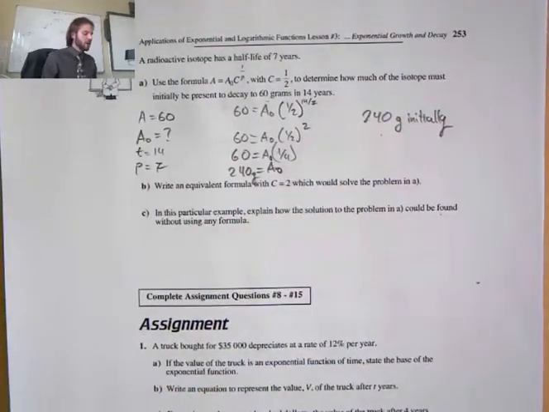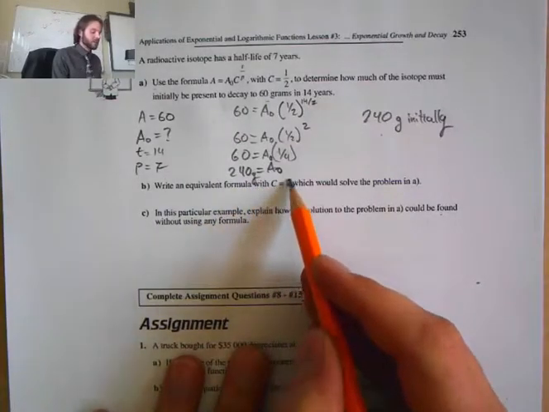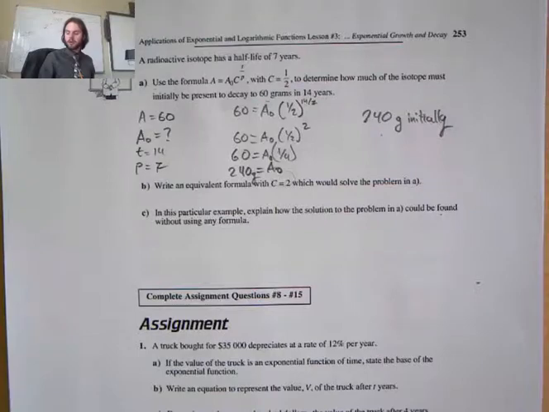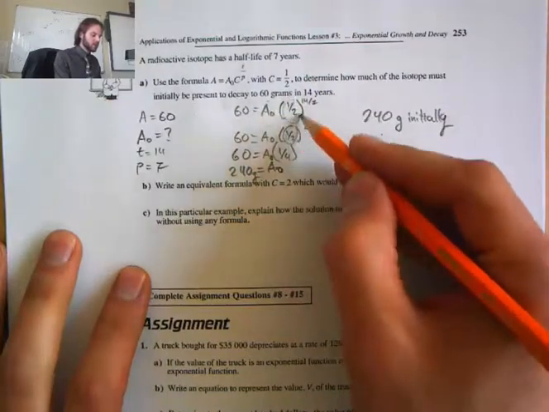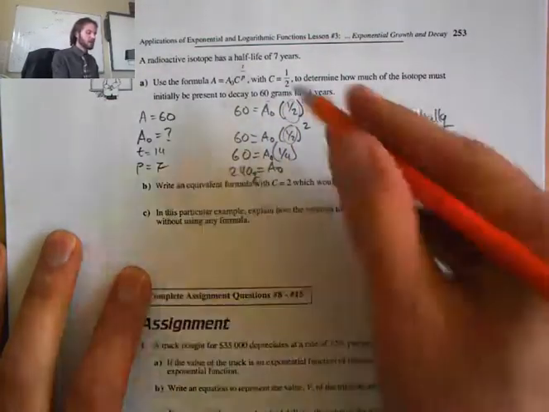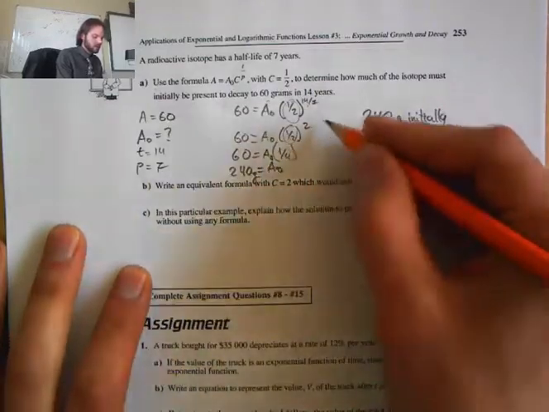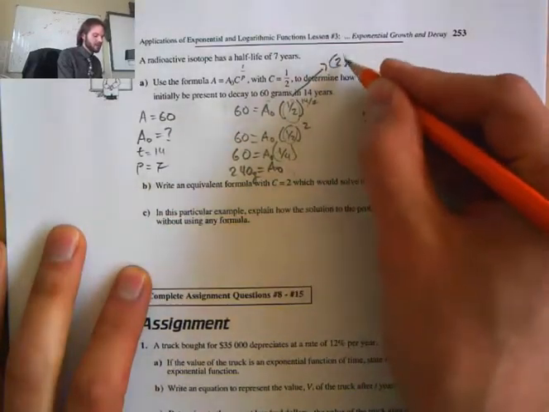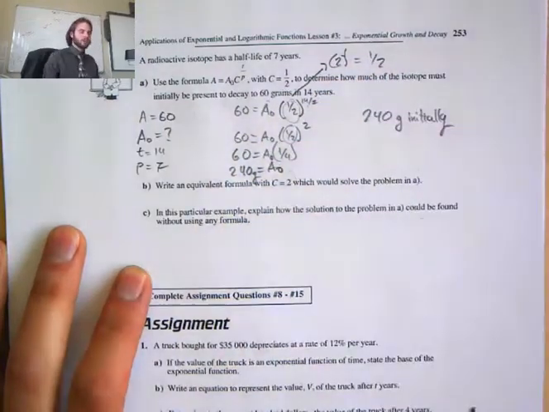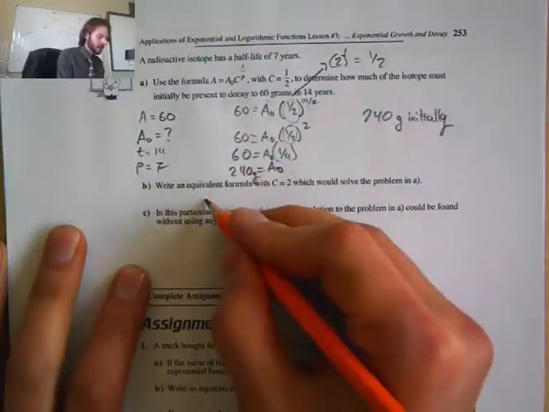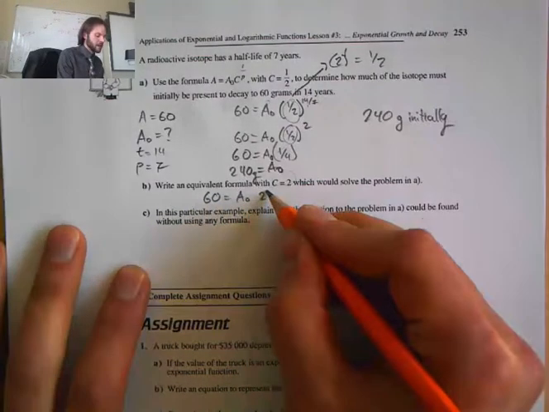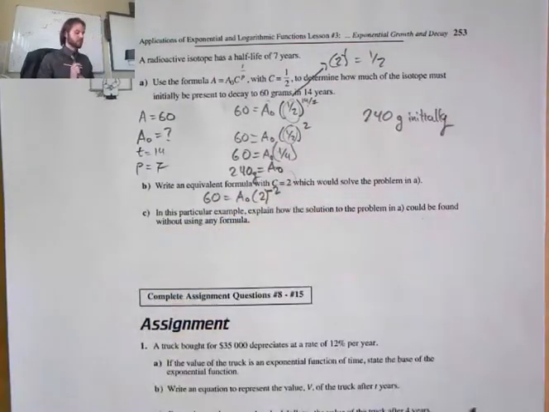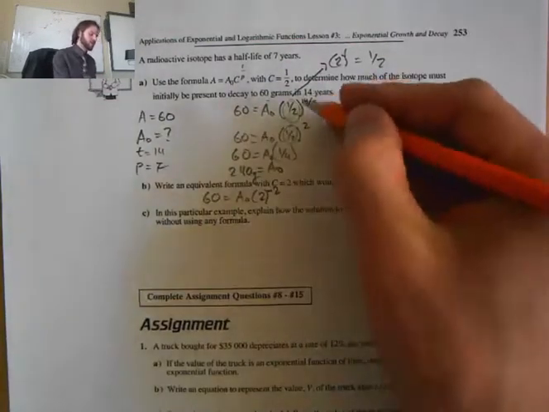All right, now write an equivalent formula with C equals 2, which would solve problem A. So now we want to write one where C is equal to 2. Well, if this is 2, then the exponent will have to be negative, right? We'd flip this, so that would be like saying 2 to the negative 1 is equal to 1 over 2. So we would have 60 is equal to A naught times 2 to the negative 2. Just like that. We just have to put a negative exponent there.